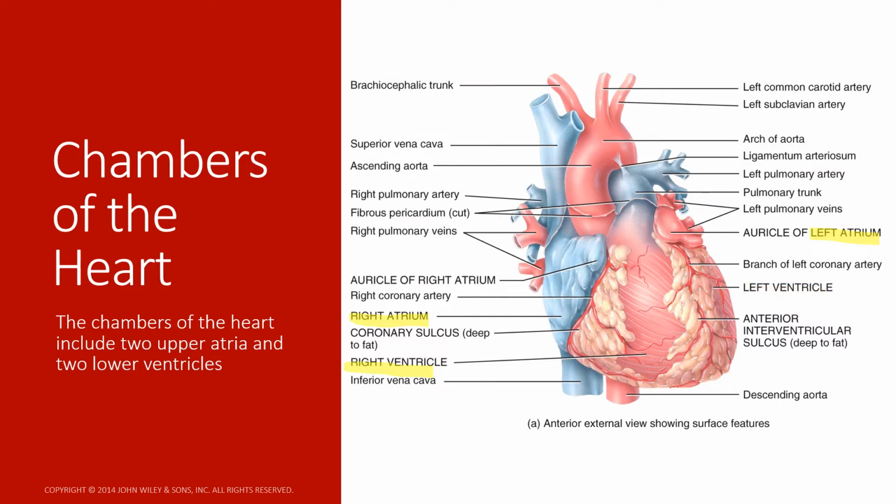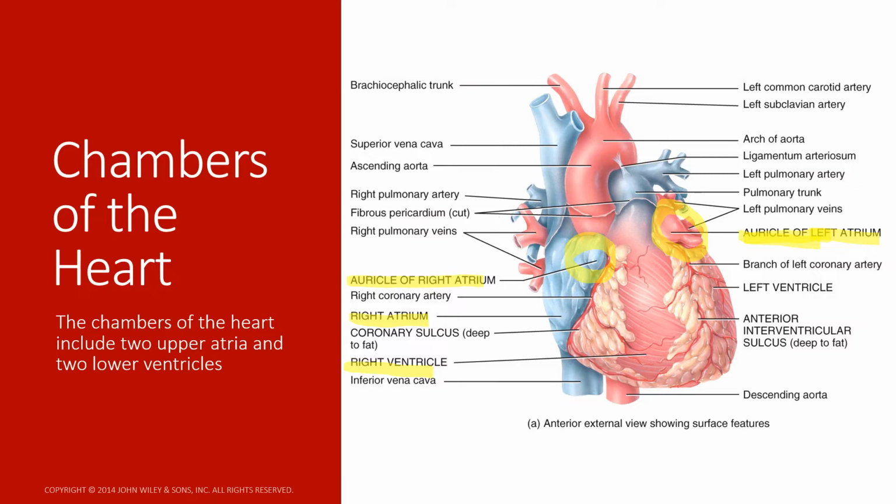On the left atrium, this auricle covers, you can see it right here, our view of the left atrium there. And the auricle on the right atrium is going to be right there. Each of these auricles is going to increase the capacity of the atrium just slightly so that it can hold a greater volume of blood.